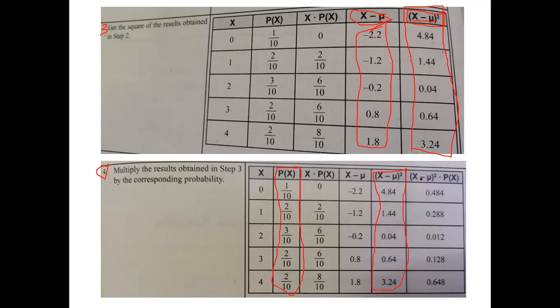So in another column, we will use this formula: x minus mu raised to the power of 2 times p of x. So it says that this fifth column will be multiplied to the second column, which is the p of x. Directly multiplied. 4.84 times 1 is 4.84, divided by 10, 0.484. 1.44 times 2, how much? 2.88 over 10 is equal to 0.288 and so on. Multiply, multiply, multiply. So now the answers are here.